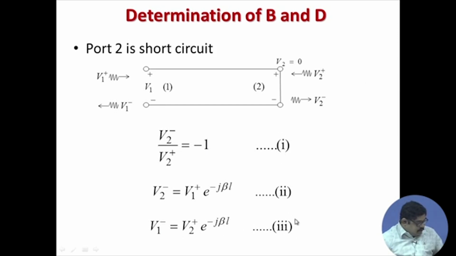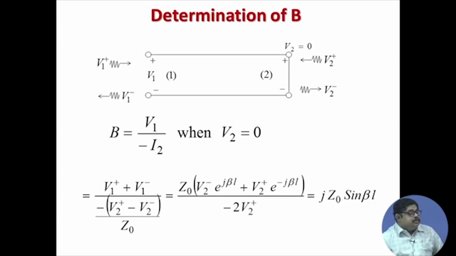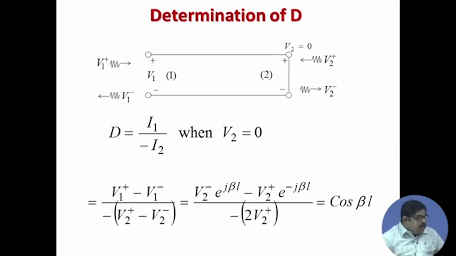So again, from these three equations you can solve for those V2 plus and V2 minus. First solve for B. The B parameter is V1 minus by I2 when V2 is equal to 0. If you put those values, you get j Z0 sin beta L, again an imaginary quantity. For determination of D, which is the ratio of two currents, you get D equal to cos beta L, again a real quantity.